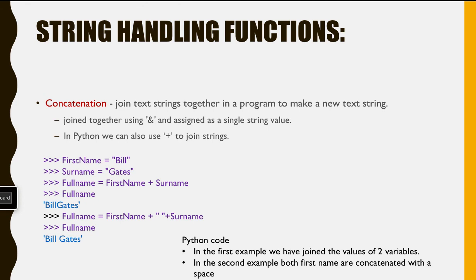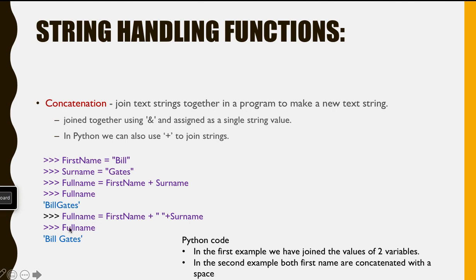Then the next thing is concatenation. I would have mentioned this a number of times before now. Concatenation is literally just joining strings. We can join strings by using the ampersand sign, or we can use the plus sign. In this example, we have 2 variables of string data types. We've got Bill and we've got Gates, and we've got this variable called full name, which concatenates, or plusses, these 2 strings together. When we print out full name, it comes out as Bill Gates. That is the joining of Bill and Gates together with the plus sign.